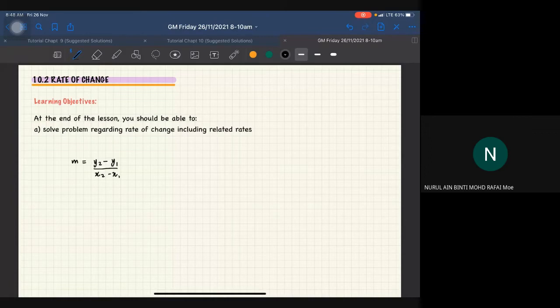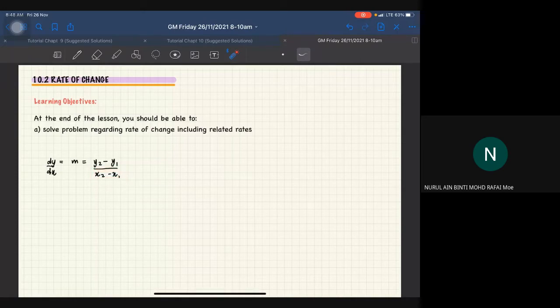Okay, sebab apa dia panggil rate of change? Sebab kita nak cari, kita tengok dia punya perubahan dekat y tu dengan perubahan dekat x. Okay, so kita tolakkan y2 minus y1 and then kita tolakkan x2 minus x1. That's why it is called as rate of change. Okay, so ini adalah dy dx, rate of change of y with respect to x.